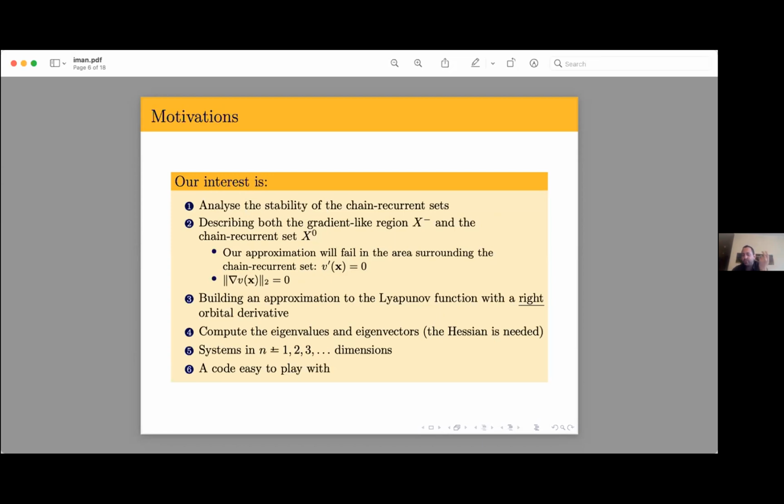And our code can run systems from 1 dimension up to n dimensions. Of course, one needs to be careful with this, because it is true we can run many dimensions, but after several, it's difficult to analyze. But in principle, we can do it. And of course, we want a code that is easy to play with. Nobody wants a code that is complicated, especially not us. We want something easy. So this is easy to play with. Basically, it's user-friendly. That's what we wanted.